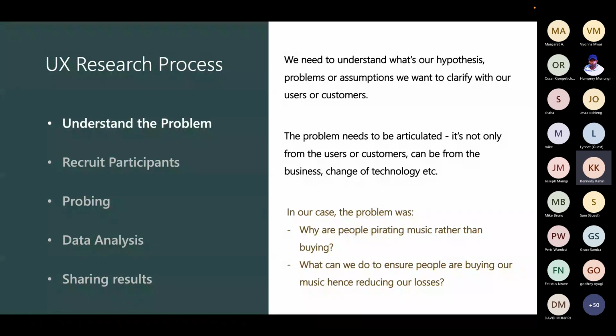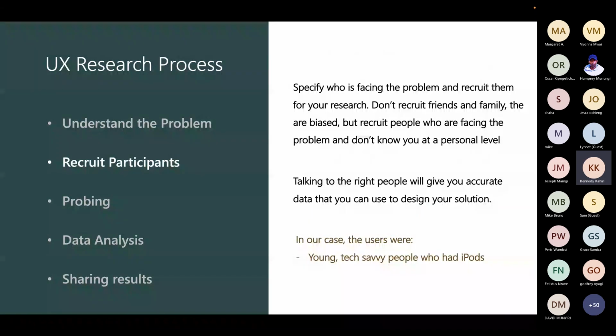And it can be a hypothesis, it can be assumptions, but that is the first step of the user experience research process. Then the second is recruiting participants. Rule of thumb, please don't recruit your friends and family because they are biased and they don't want to see you heartbroken, so they give you false data. Interview people who are facing the problem and who really don't know you.